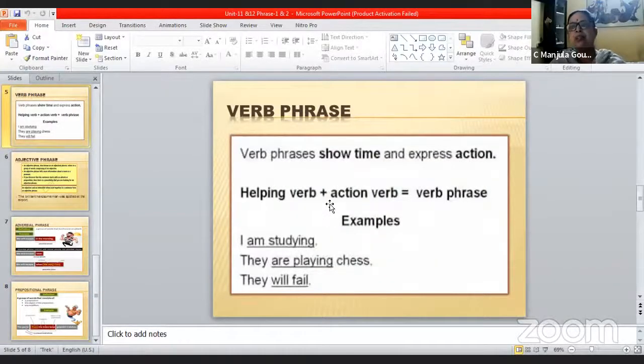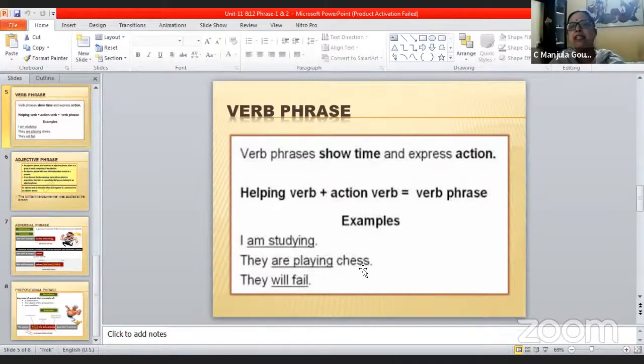Now, a very important topic that we need to learn, the last one in this unit, is the verb phrase. It's a bit tricky. These phrases show time and express action. So they also tell us the time, the situation, and also express action. You can call it helping verb plus action verb equals verb phrase. I am studying. So the helping verb is am and the action word is studying. Am studying is the verb phrase.